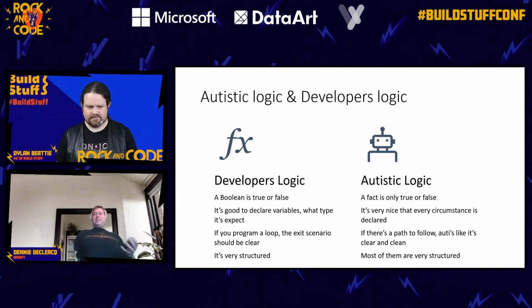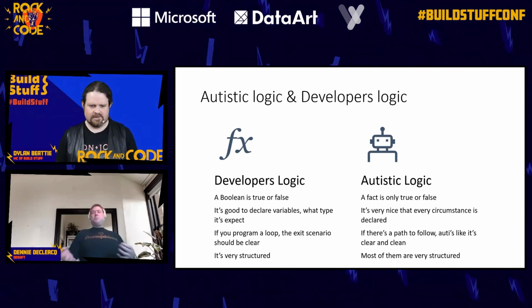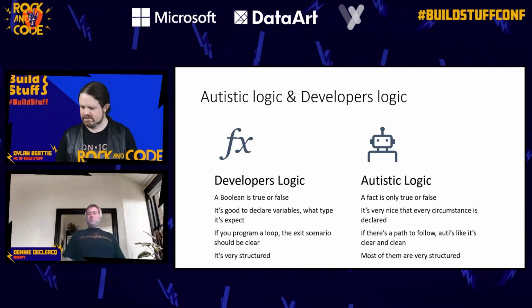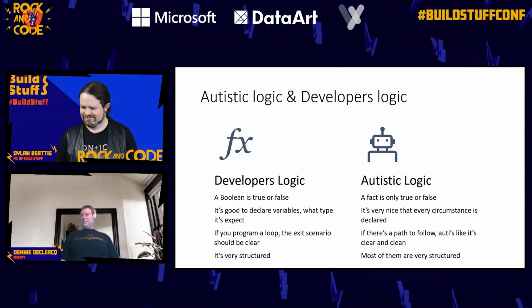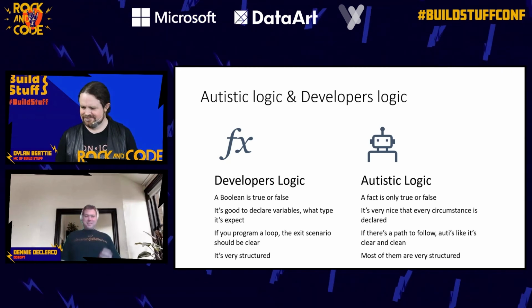Developers' logic, I said, is very structured. It should be very structured. If you look at GitHub, sometimes it should be very structured. Yeah, most people with autism are very structured.